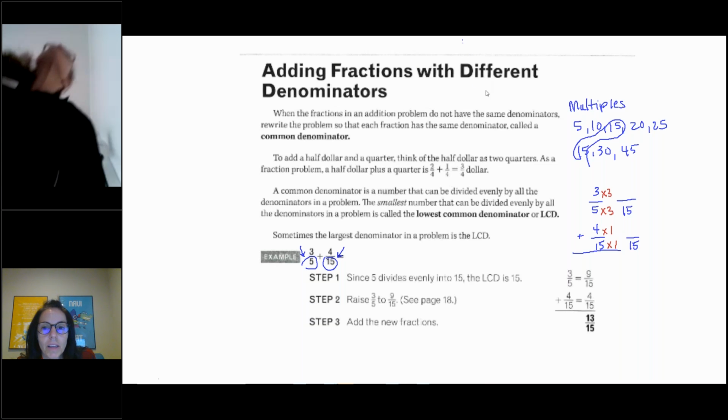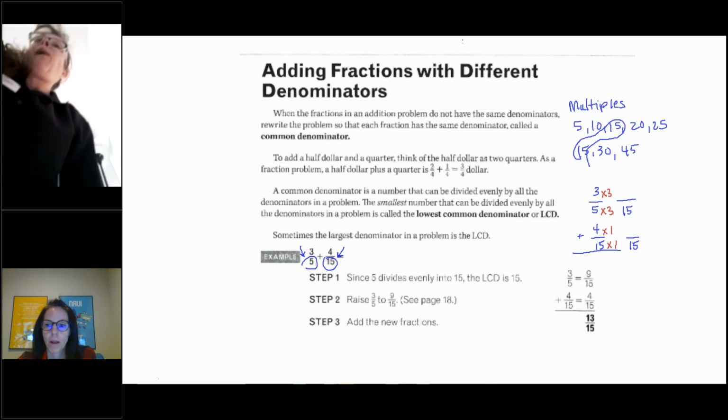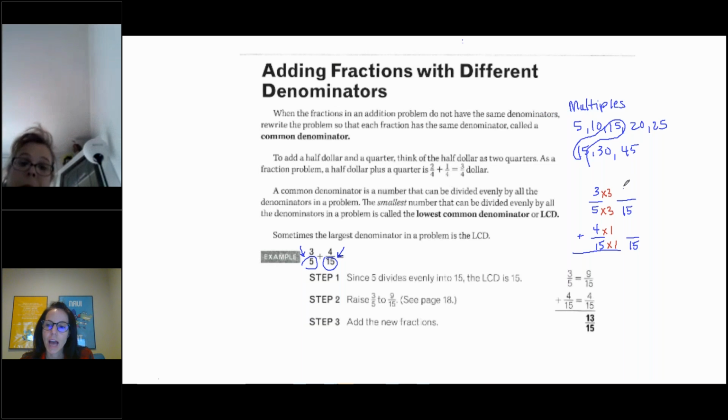Okay, I'm going to get really good at changing my pen color by the end, I promise. So 3 times 3 on the top is 9. We have 9/15. 4/15 is just multiplied by 1 technically. It just stays as 4/15. And now you're going to do the same thing. You're going to copy your denominator, which I know they have it written here, but I wanted to go through it. And we're going to add the numerators. So 9 plus 4 is what goes on the top. It's 13.